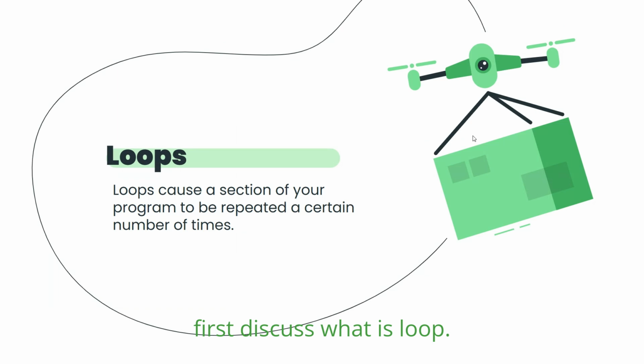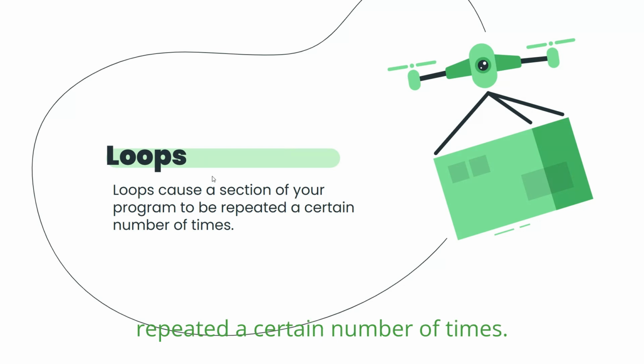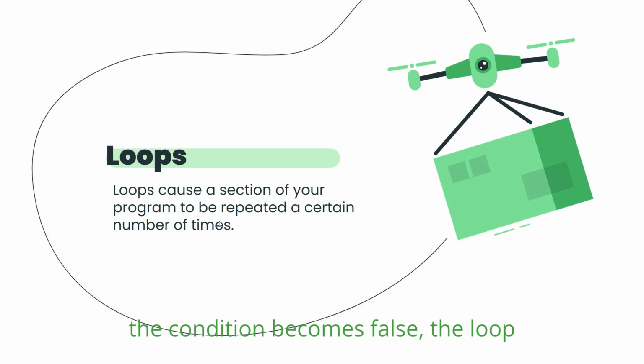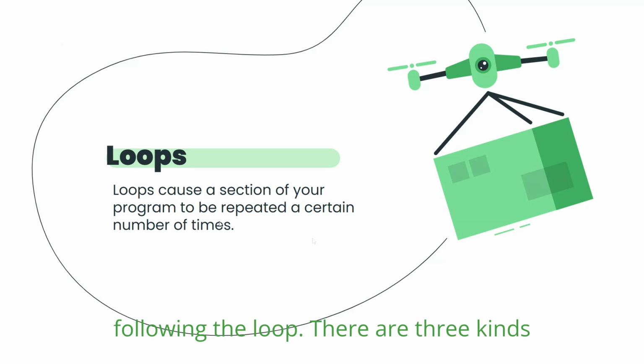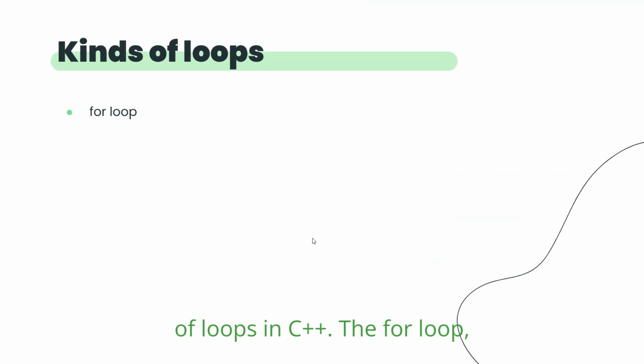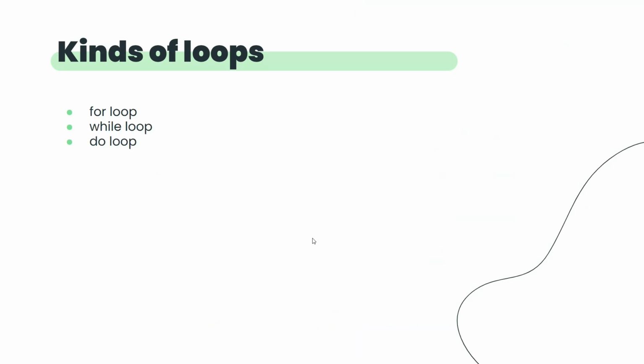Let's first discuss what is a loop. A loop causes a section of your program to be repeated a certain number of times. Repetition continues while a condition is true. When the condition becomes false, the loop ends and control passes to the statements following the loop. There are three kinds of loops in C++: the for loop, the while loop, and the do loop.